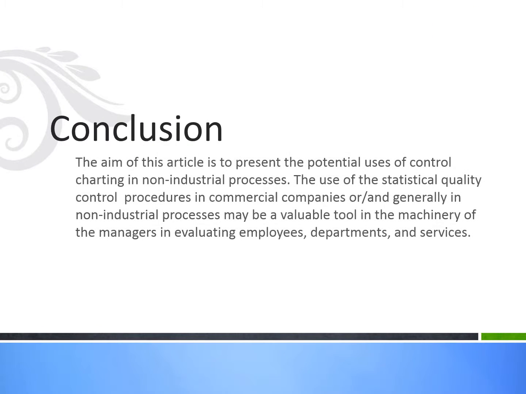And I conclude that the aim of this article is to present the potential use of control charting in non-industrial processes. The use of statistical quality control processes in commercial companies, or generally in non-industrial processes, may be a valuable tool in the machinery of managers in evaluating employees, departments and services.